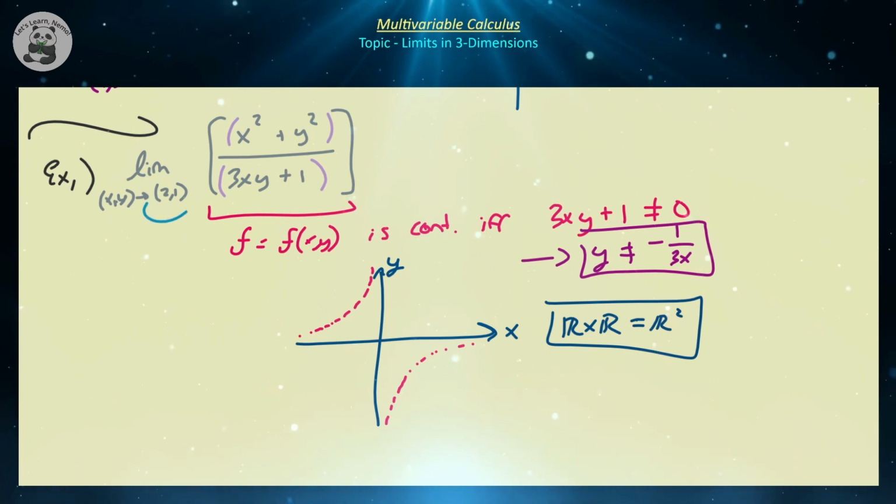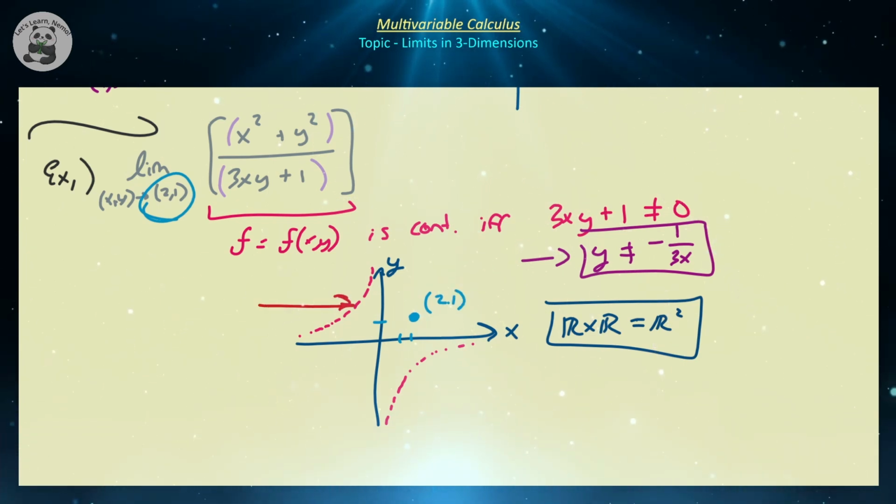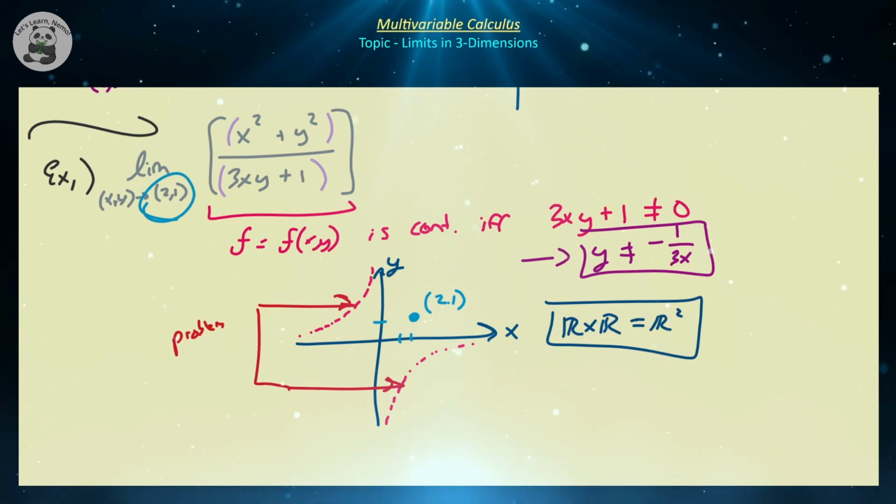And our point is (2, 1). So (2, 1) is going to be located somewhere there. And the points along these particular trajectories are our problem points, or points of discontinuity. So as long as this function is continuous, then we know that the limit will be equal to the function value.